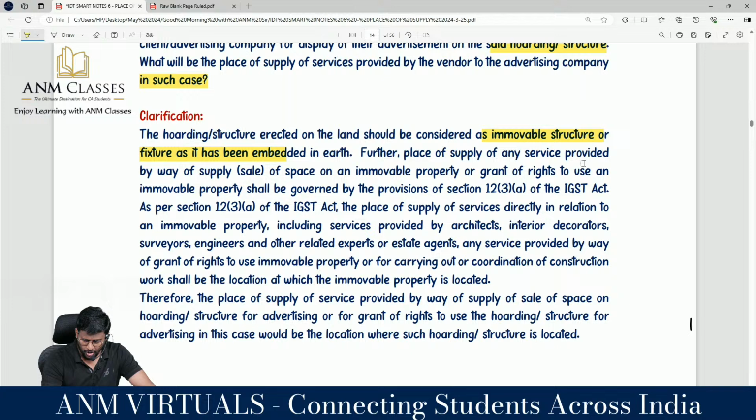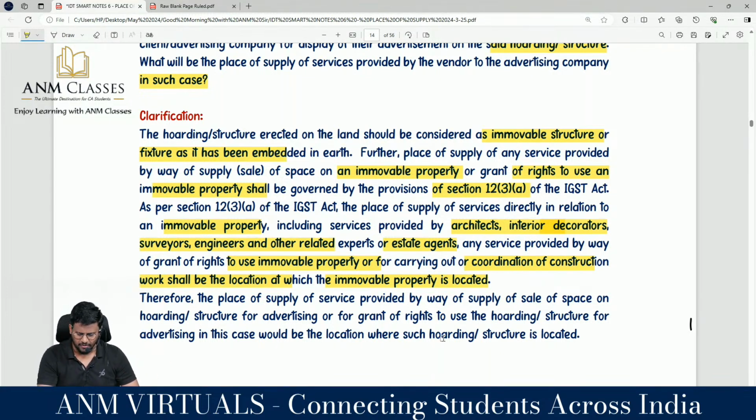So further, place of supply of any service provided by way of supply, that is sale of space of any property or grant of right to use an immovable property, shall be governed by the provision of section 12 subsection 3 clause A of the IGST Act. As per section 12 subsection 3 clause A of the IGST Act, place of supply of service directly in relation to an immovable property, including service provided by architect, interior decorators, surveyors, engineers and other related experts or any agent, any service provided by a grant of right to use immovable property, or for carrying out or coordination of construction work shall be the location at which the immovable property is located, right?